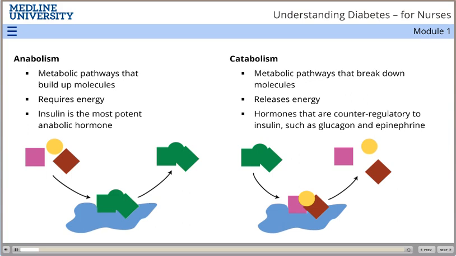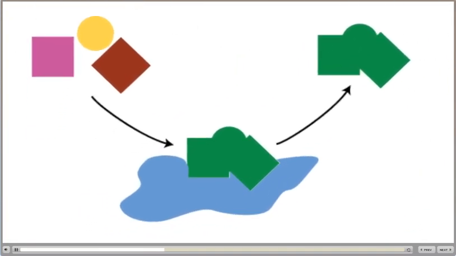Diabetes can be understood by looking at glucose and insulin within the body. However, before discussing insulin, glucose, and the effects of their interactions, it is important to first understand the differences between anabolic and catabolic metabolism. Anabolic metabolism, or anabolism, represents a set of metabolic pathways that builds up molecules, requiring energy.